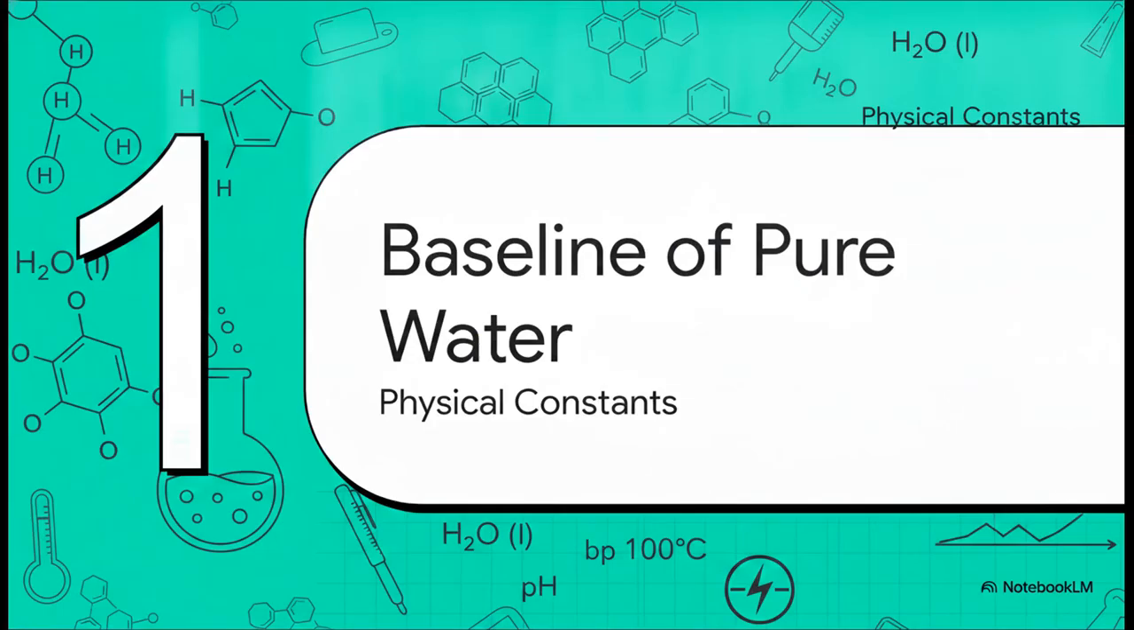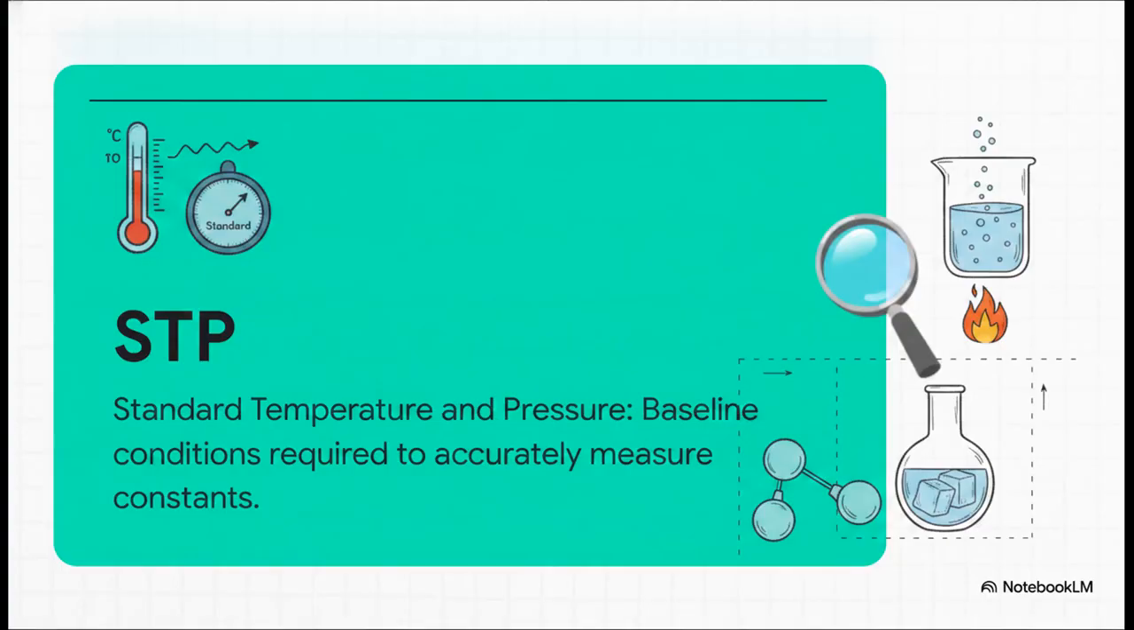Section 1. The baseline of pure water. Before we can test if water is pure, we actually need to understand exactly what makes it pure in a strict chemistry context. This brings us to STP, or Standard Temperature and Pressure. This means the specific baseline atmospheric conditions required to accurately measure the physical constants of a substance. Students, जब भी हम lab में boiling point या melting point measure करते हैं, we absolutely have to maintain STP. अगर हमारी atmospheric conditions standard नहीं होंगी, तो हमारी readings accurate नहीं आएंगी. It's basically a strict baseline rule.